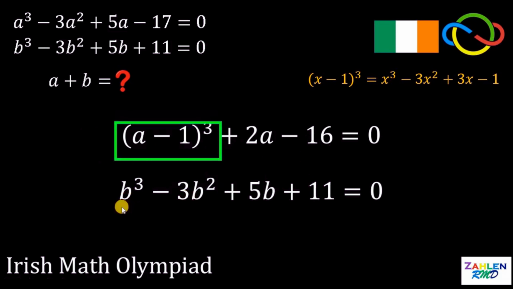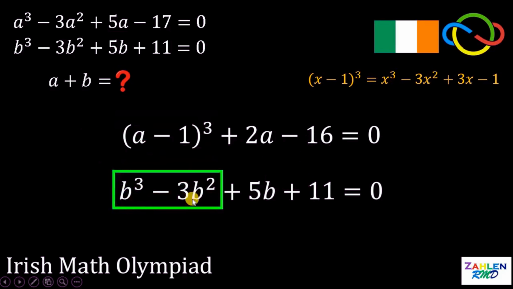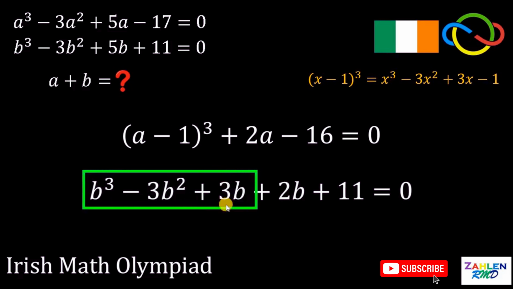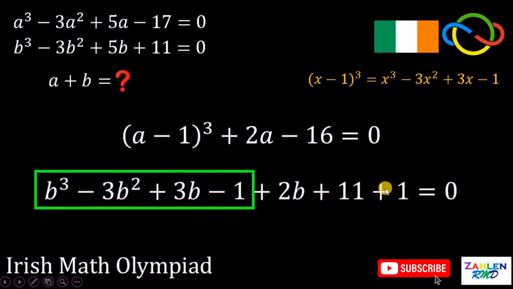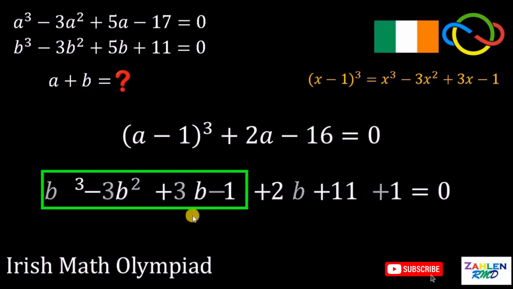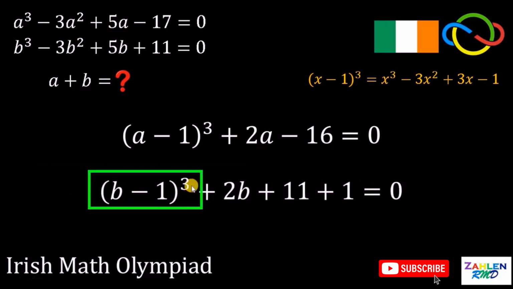Now, let's get the second equation and we will do the same thing. Let's focus on these first two terms, b cubed minus 3b squared. We want 3b, so let's break this 5b into 3b plus 2b. Now, we have 3b. Then, let's subtract 1, and of course, we need to add 1 to balance. Now, this expression, b cubed minus 3b squared plus 3b minus 1, can be written as (b minus 1) raised to 3. Now, let's simplify. 11 plus 1 is just 12.